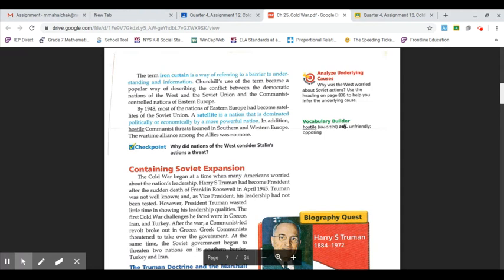By 1948, most of the nations of Eastern Europe had become satellites of the Soviet Union. A satellite is a nation that is dominated politically or economically by a more powerful nation. In addition, hostile communist threats loomed in southern and western Europe. The wartime alliance among the Allies was no more.